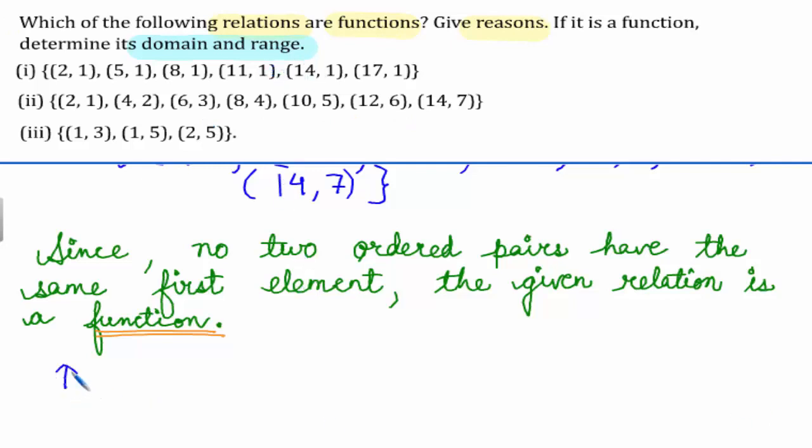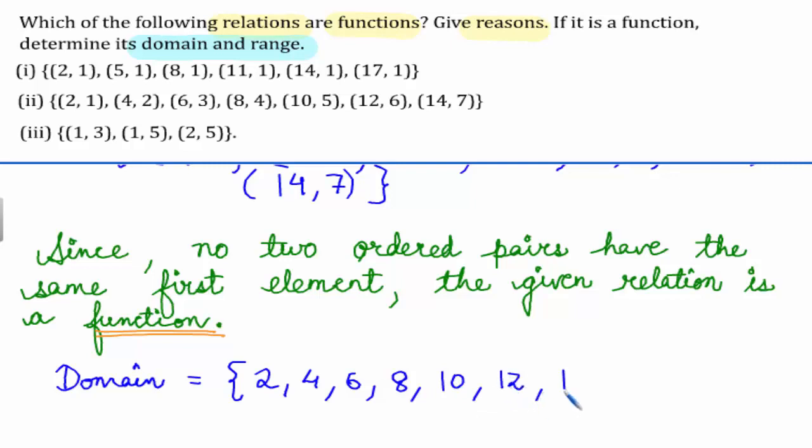As we know, domain is equal to the set of the first elements of the function. So here domain will be the set of the numbers 2, 4, 6, 8, 10, 12 and 14. That is the set of the first elements of these ordered pairs.